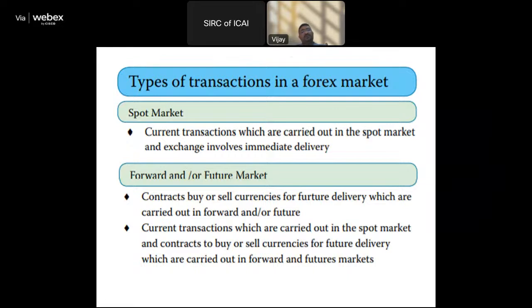In a forward market, you need to take the delivery of goods, but in case of a future market, you just need to pay the price difference. For example, tomorrow it is 84. If today you book the dollar for tomorrow at 80 rupees, then you will get a gain of 4 rupees. You can take that gain of 4 rupees.